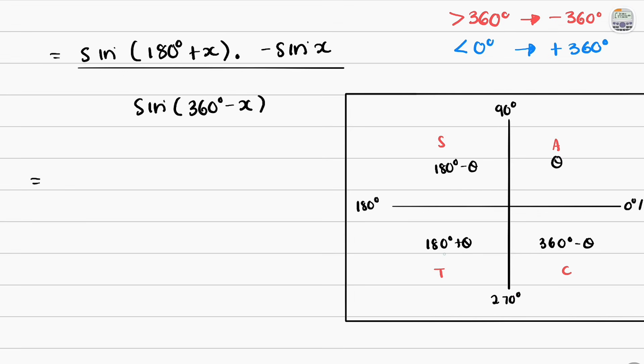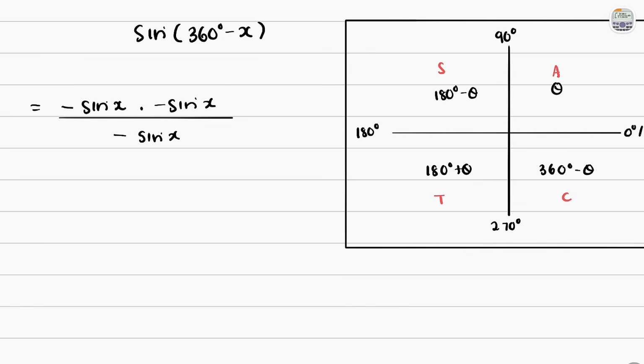And so 180 degrees plus x, you can see this is in tan's quadrant where sine is negative. So this reduces to negative sine x. And it's multiplied by negative sine x. And then all over, we have sine of 360 degrees minus x, which is also not in sine's quadrant. It's in cos's quadrant. And so sine is negative there. So that simply just becomes negative sine x again.